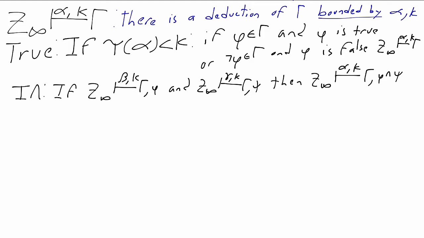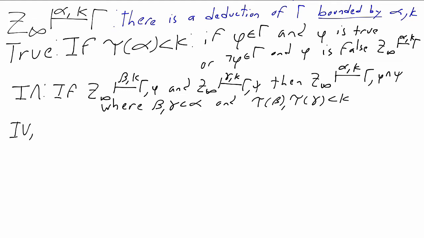So the deduction of phi should have bounds beta k, and the deduction of psi should have bounds gamma k, where beta and gamma are ordinals that are less than alpha, and they should continue to have complexity less than k. This pattern, that the premises, the previous deductions, should have bounds which are smaller ordinals and not much more complicated, repeats in the other rules.